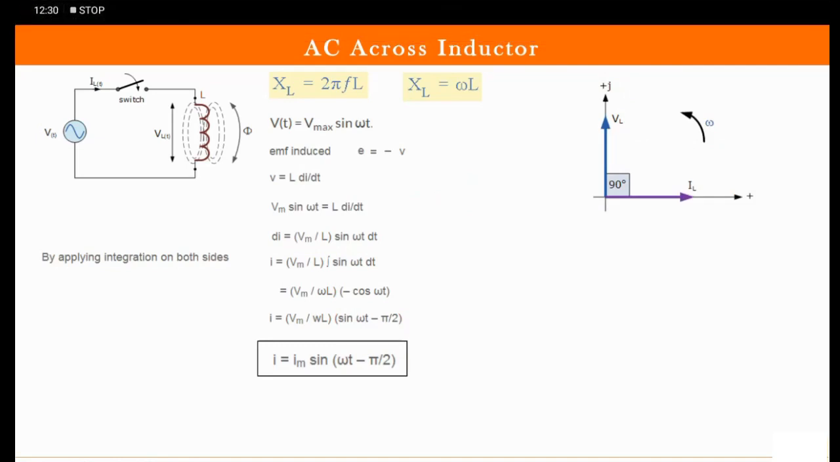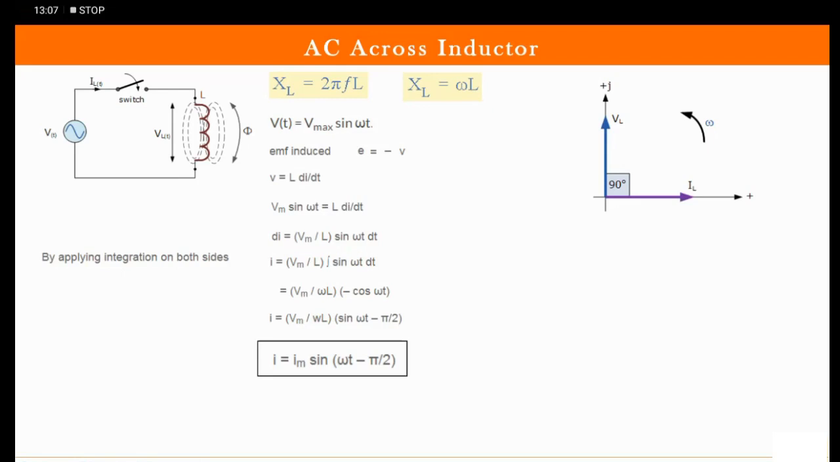So this is the phase diagram. Now see, current has sin omega t minus pi by 2. So what does that mean? It means that current lags the voltage by 90 degree. So x-axis is IL and y-axis is VL. You can very well see that current lags voltage by 90 degree.